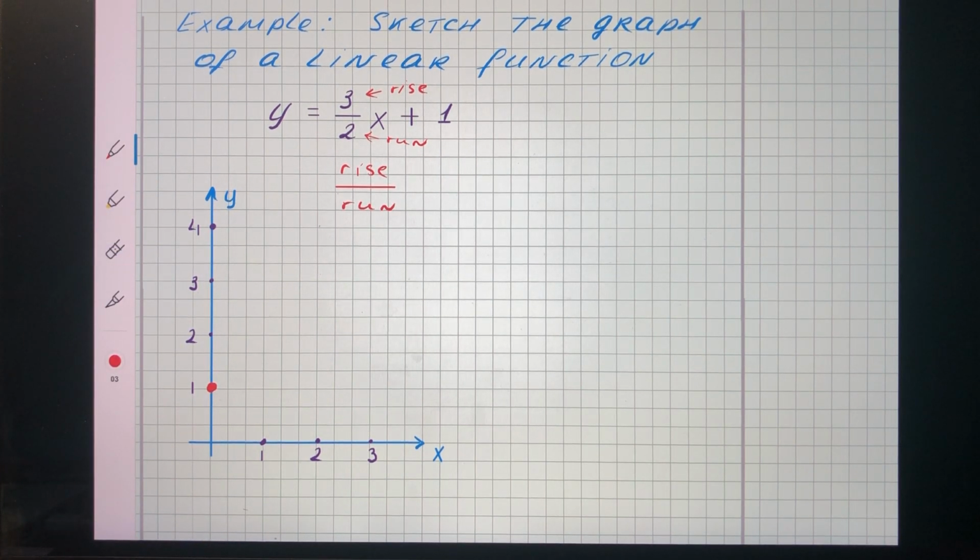That's all we need to make a sketch. Once we connect these two points, we will get our graph of a function that runs through these 2 points. And that's how to make a sketch using the equation.